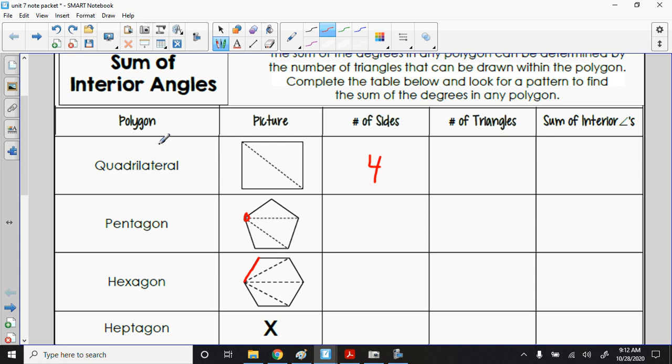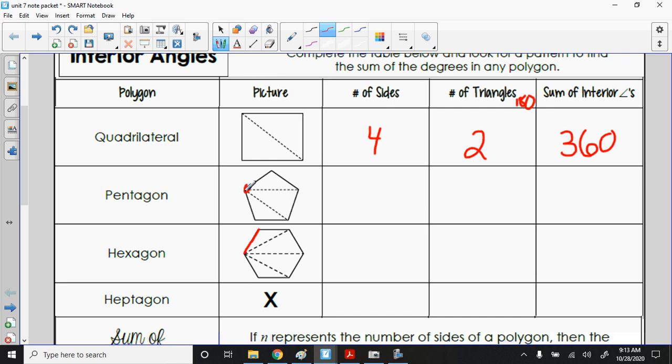Back to our quadrilateral, we got number of sides 4. Number of triangles is 2. Sum of interior angles. Well, how many triangles do we have? 2. We all know the interior sum of a triangle is 180. So now it's just 2 times 180. We take our number of triangles and multiply it by 180. And the interior sum of any four-sided shape is 360.